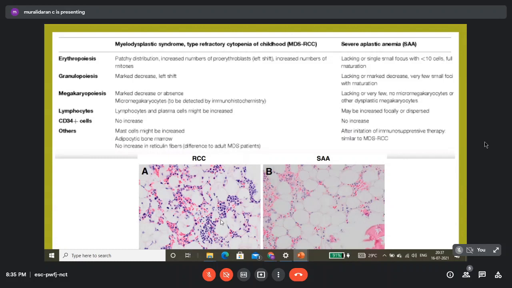So in terms of management, it is not going to matter, but in terms of diagnosis, it becomes important. So for that, we have to look for specific morphology. You have to look for micromegakaryocyte dysplasia, look for dysplasia, look for increased CD34 count, and look for increased erythroblastic colonies in RCC compared to acquired aplastic anemia.